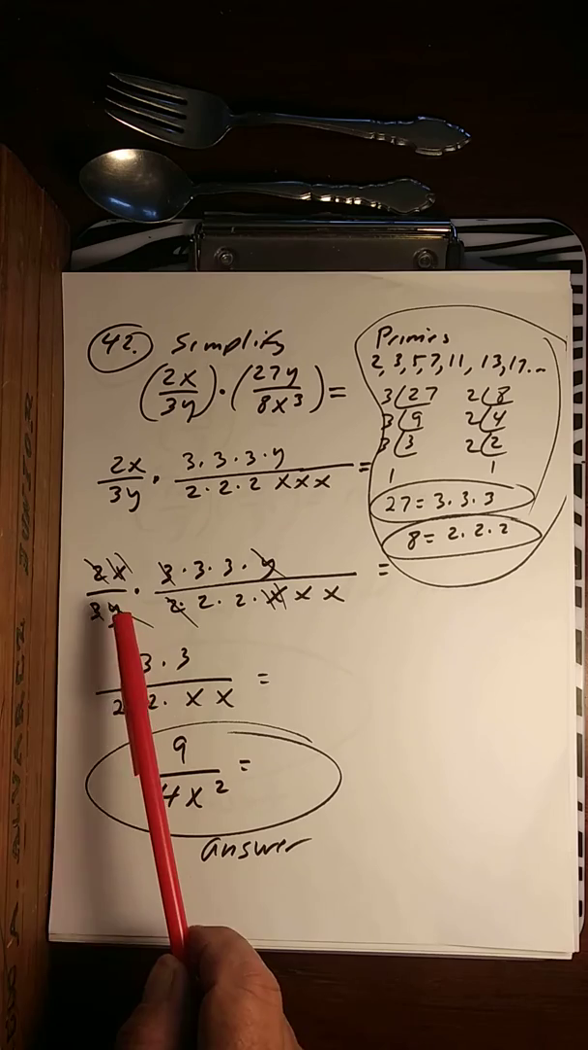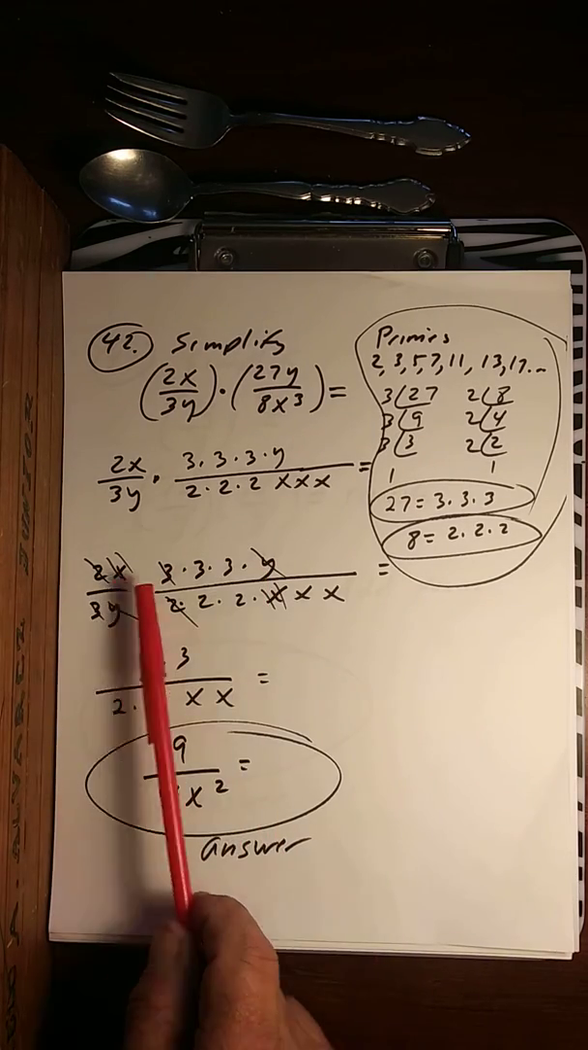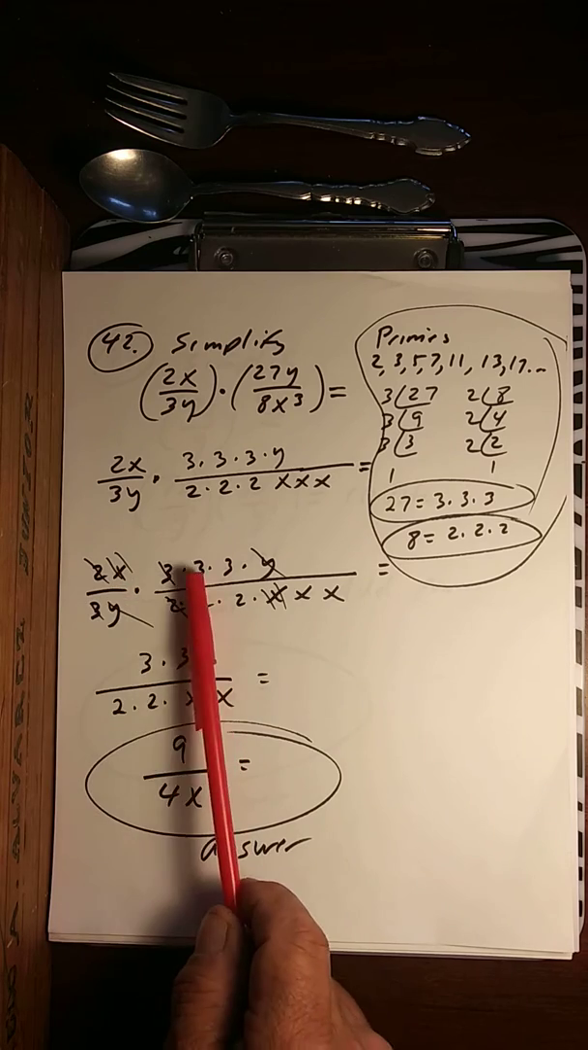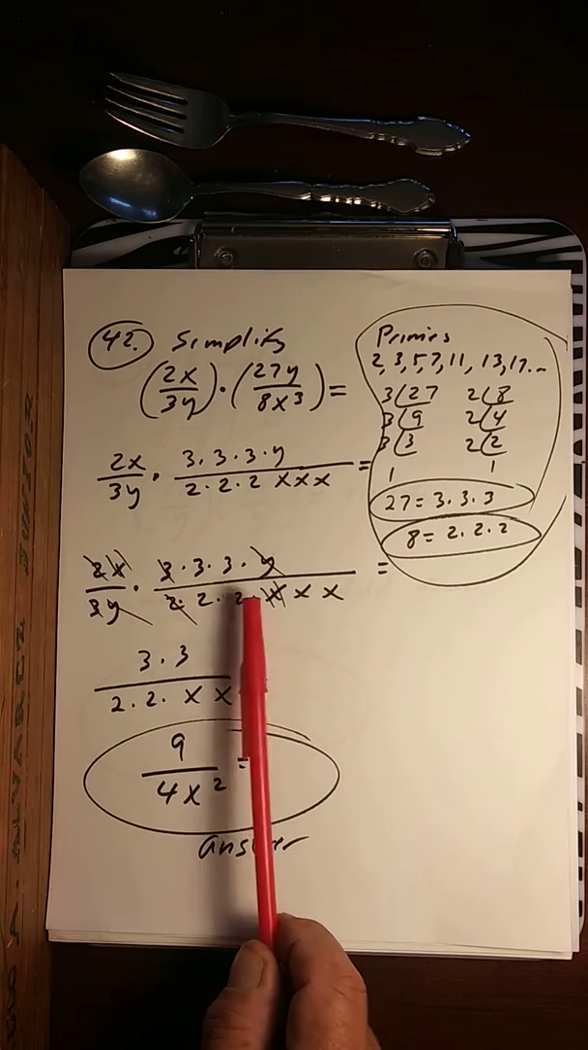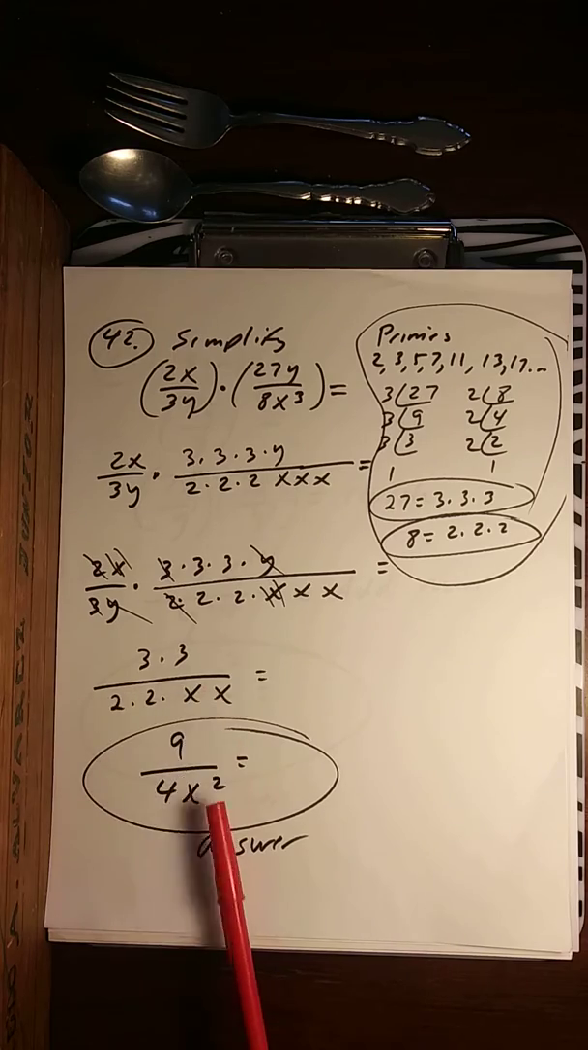3 of them there. Start canceling out. 2's and 2's, 3's and 3's. The y, the x, the x. And leftovers are 3 and 3. And you have 2 and 2 and x and x down here. So 3 and 3 is 9. And that's going to be 4x squared.